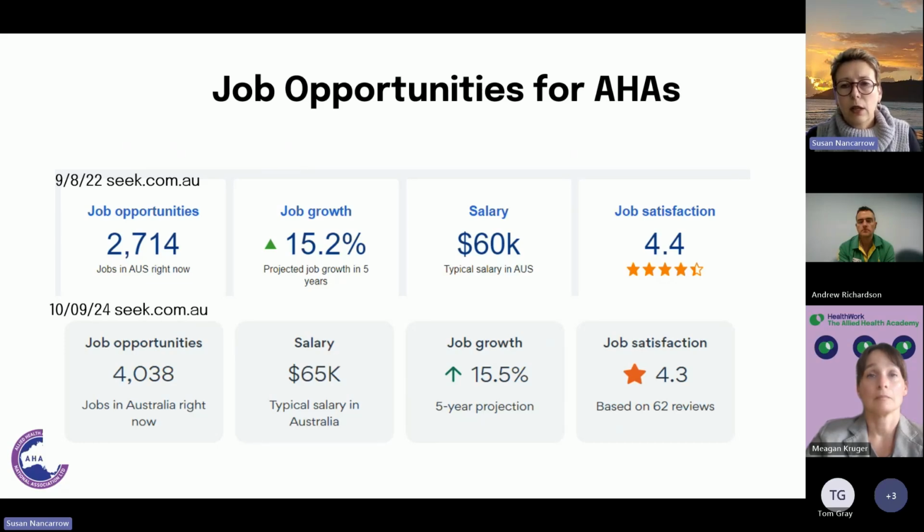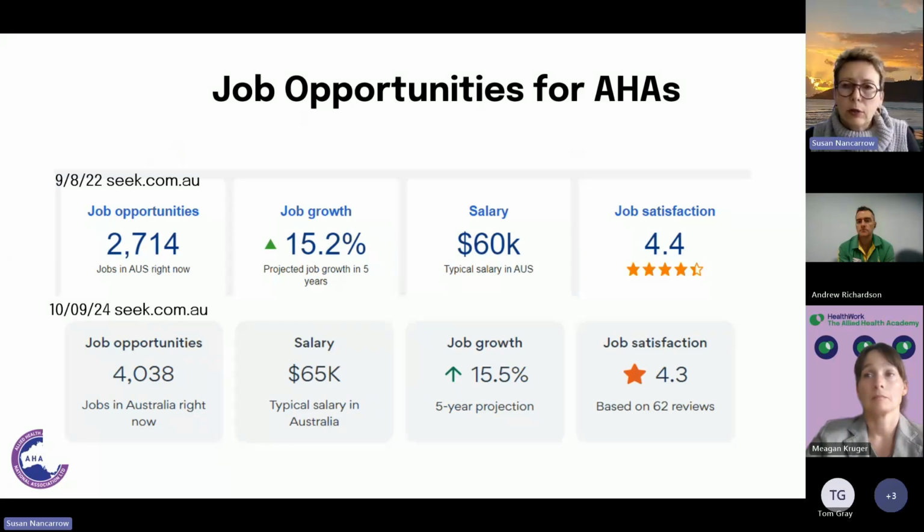allied health assistants. So what we know is that there is a huge shortage of allied health professionals across the board. We assume that's largely been caused by the rapid growth in the NDIS, but not only that. You know, there have been issues around recruitment and around retention as well. But there are opportunities for allied health assistants to step into that space.